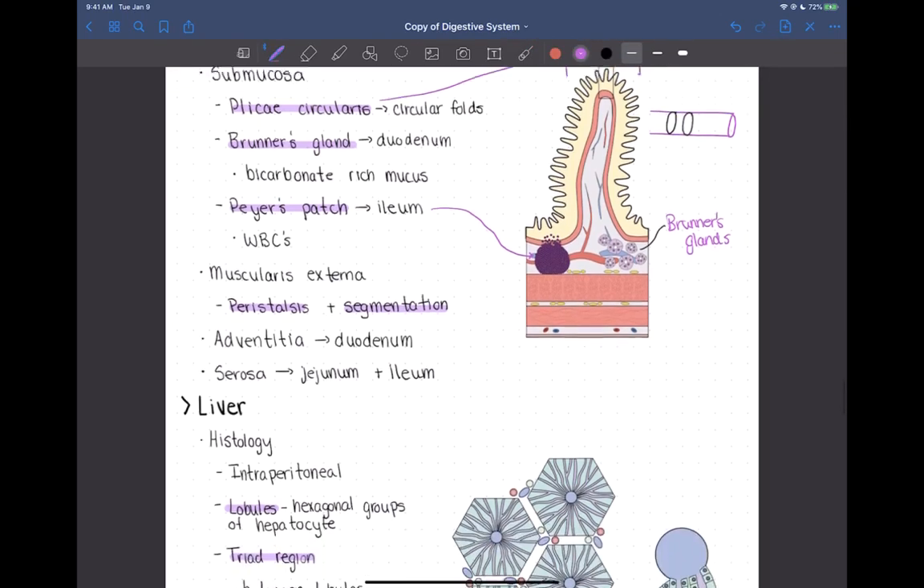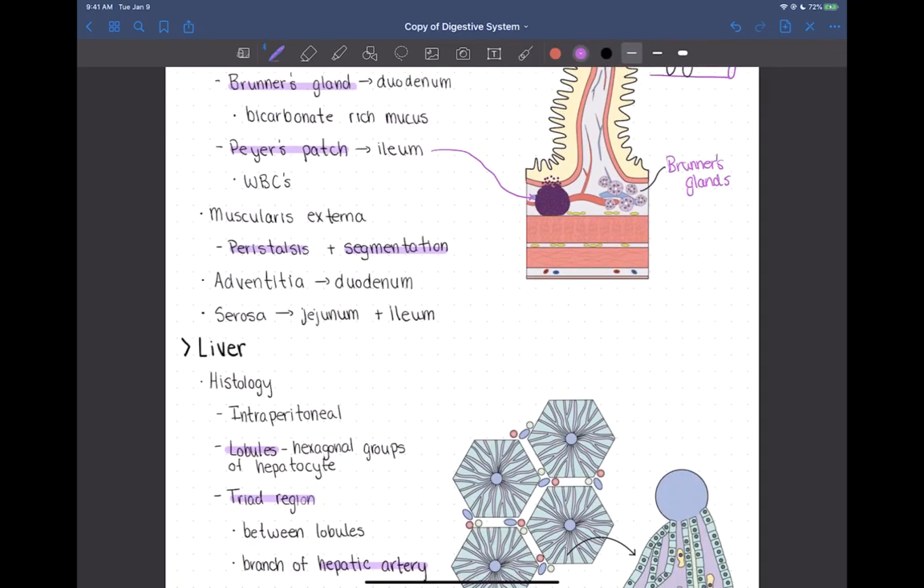Okay, and then we have our muscularis externa. It just has two layers, right? That inner circular layer and the outer longitudinal layer. Their function is in peristalsis and segmentation. So both of those are going to be happening. Remember, again, segmentation is uncoordinated contraction, and that is going to be to mechanically digest and also to help that food material come in contact with that brush border. And then we have peristalsis that's going to move that material forward through the intestines.